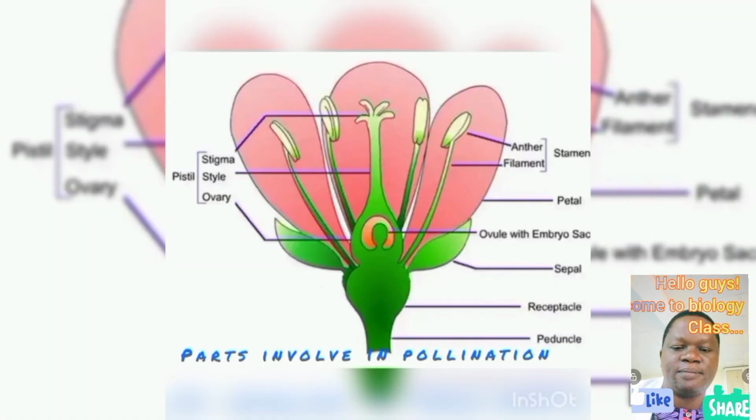You can see from the picture here both the male and the female reproductive parts of the plant. The stigma, the style, and the ovary make up the female reproductive part. The anther and the filament make up the male reproductive part of the plant. Both work together to bring about pollination in plants.